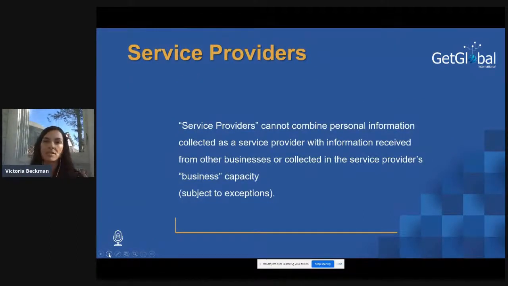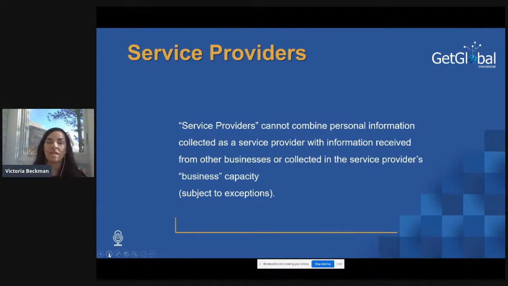Okay, and this is something that I mentioned. It says that service providers cannot combine personal information collected as a service provider with information received from other businesses or collected in the service provider's business capacity. And there are some exceptions to that, but this is basically saying that under CCPA, there were ways to kind of get around the definition of selling the information if you say that the information was only being transferred for purposes of the service that was being provided. Here it is actually requiring that you cannot combine that information.